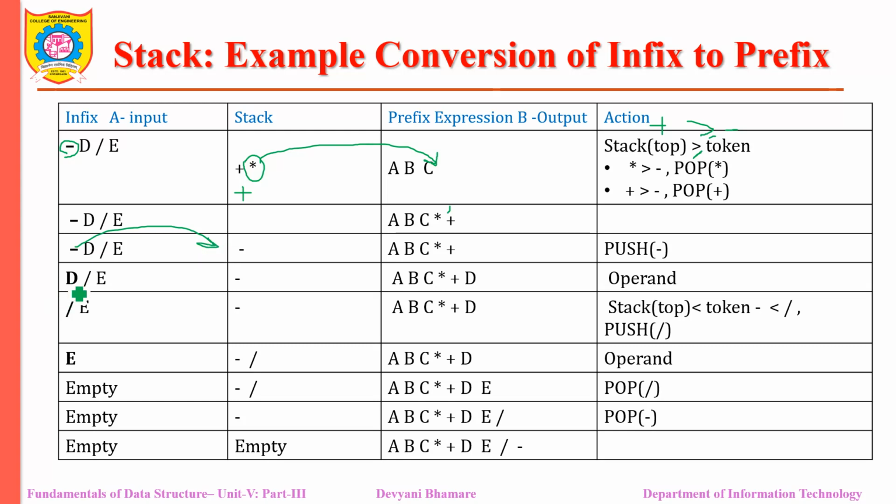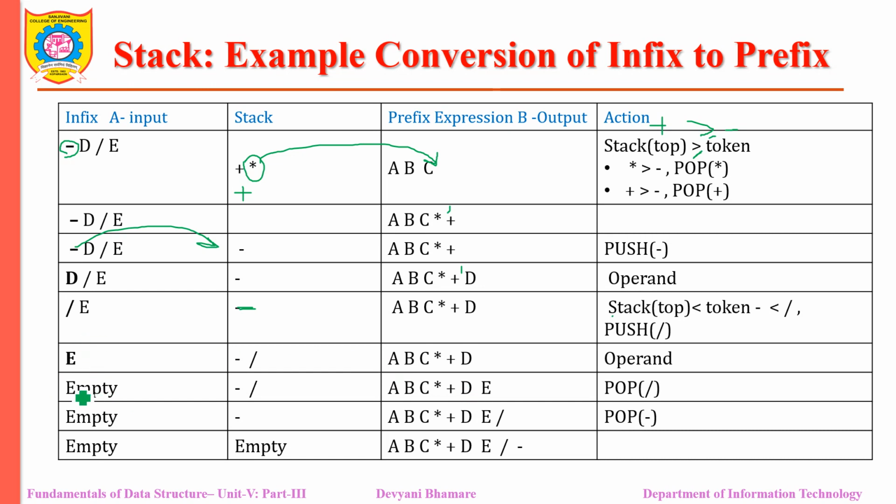Now D is here, so D is copied onto the output string. Now this division operator comes, and our stack top contains the minus subtraction operator. The stack top has lower precedence, so this division operator is pushed onto the stack. Then E comes, so E is copied onto the output as an operand.